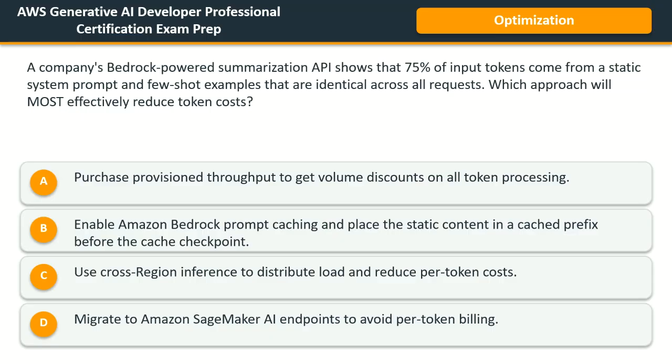Why are the others wrong? A gives capacity guarantees, not token efficiency. C is wrong because it improves availability and not pricing. D adds massive operational overhead and doesn't magically eliminate token costs. The exam favors prompt caching questions. Expect more of these. When most of your prompt is static, cache the prompt, not the model. The correct answer is B.